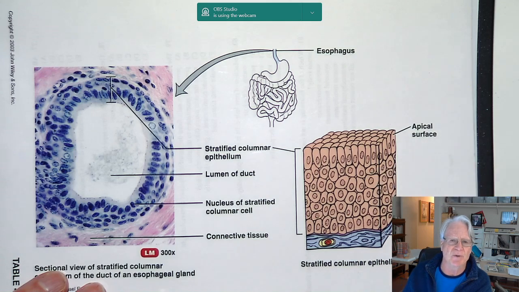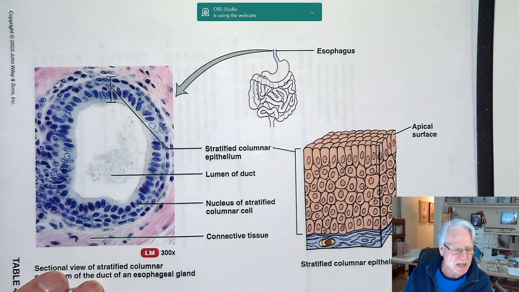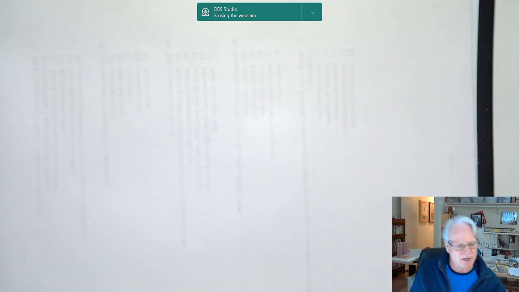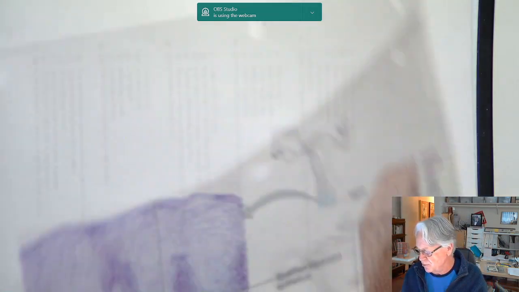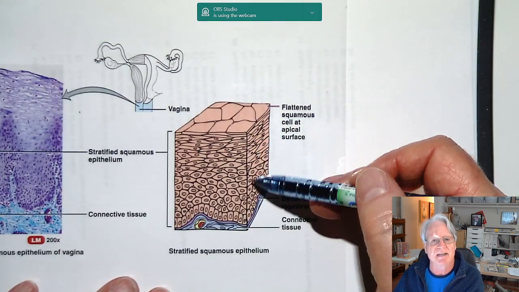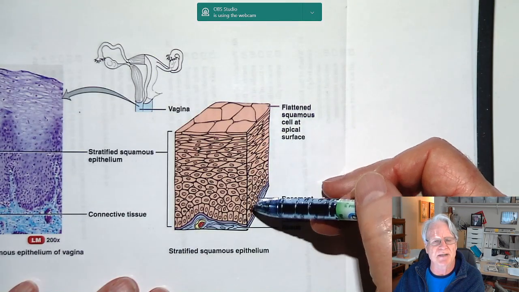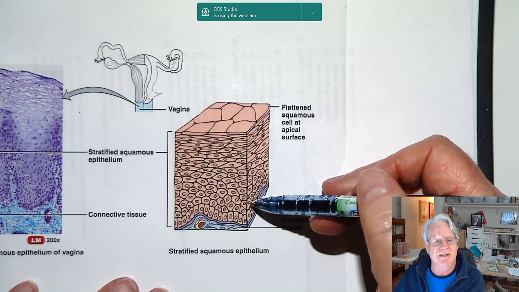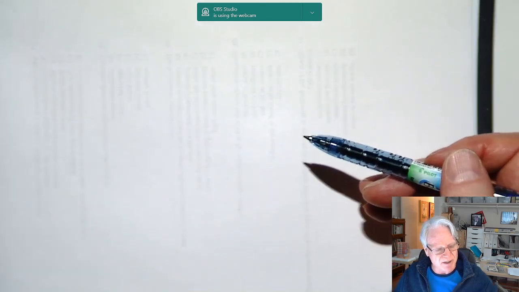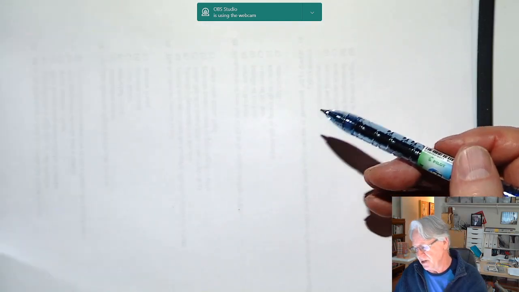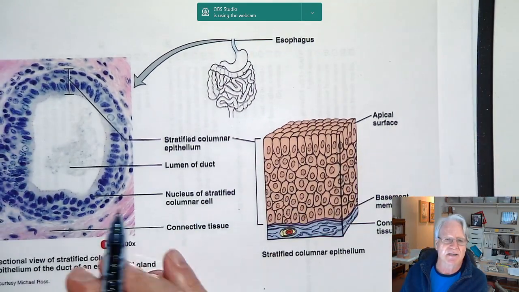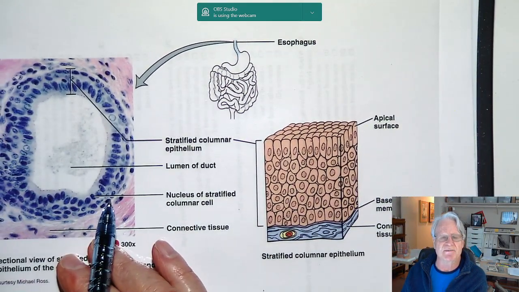But that was also true with stratified squamous. If you noticed, with the stratified squamous, and we'll come back and look at that, we also had a similar situation in which only the upper layer of the cells are actually flat, and the cells at the bottom region of this layer are not flat at all. So this is very common in stratified tissue, where only the upper layer actually demonstrates the cell shape that the tissue is named after.